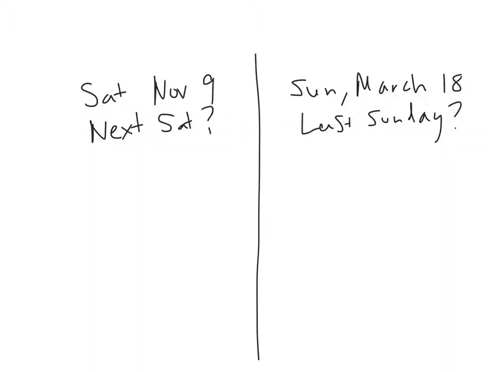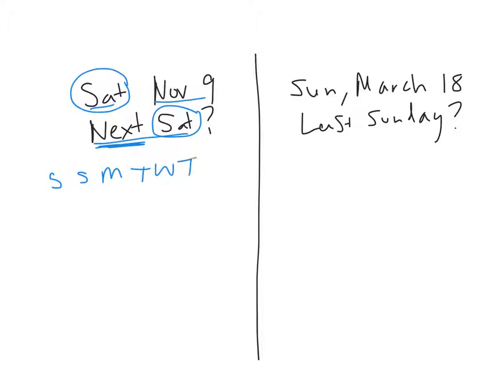All right, here's a couple other problems. It's Saturday, November the 9th. Next Saturday will be what? Well, if I'm going from a Saturday to a Saturday and I'm going forward in time, to the next Saturday, I do not need to. A lot of kids would do this. They would write Saturday, Sunday, Monday, Tuesday, Wednesday, Thursday, Friday, Saturday, and they'd fill in the 9, 10, 11, 12, 13, 14, 15, 16, and this is a big waste of time.